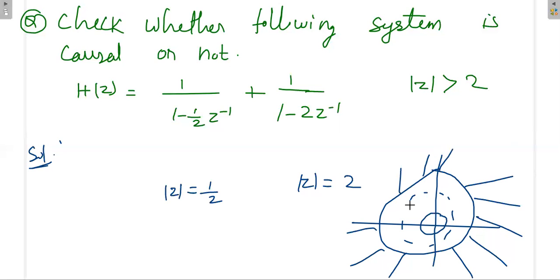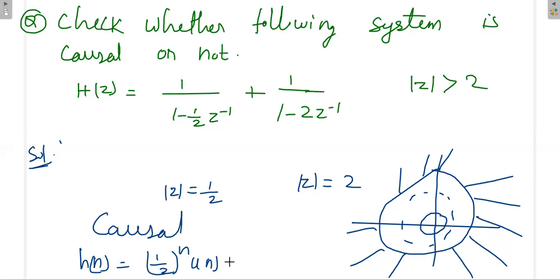That means the ROC is going outside. If the ROC goes outside, definitely this is causal. So the given system is causal. If it is causal, what is the impulse response? That is 1 by 2 whole power n u of n plus 2 power n u of n. Both are right-sided signals because it is a causal system. Okay, thank you.